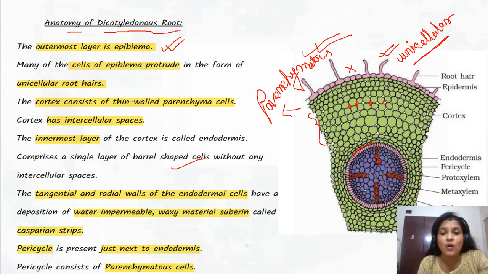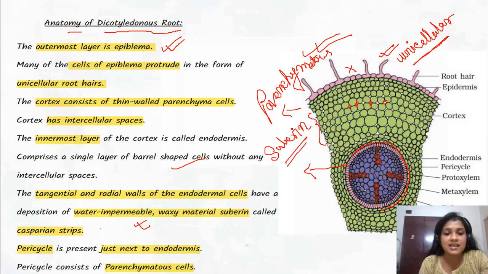Tangential and radial walls of endodermal cells have a deposition of water impermeable waxy material. This wall surrounding the endodermis has a water impermeable thick cuticle with a waxy material, suberin, and they are known as Casparian strips.